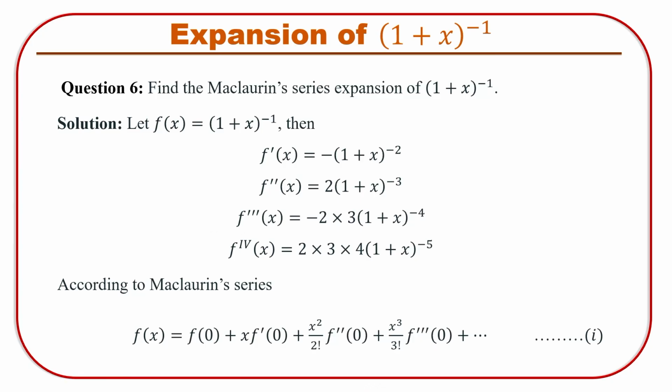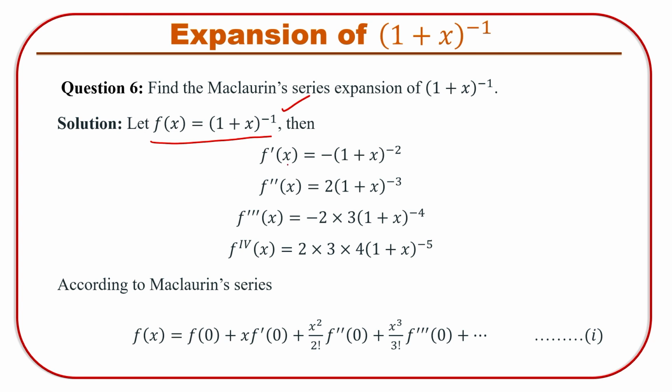What happened when I put m equal to -1? Look at the structure, and then we will find out using the Maclaurin series expansion formula. So, f(x) is given: f(x) is equal to (1 plus x) to the power -1.